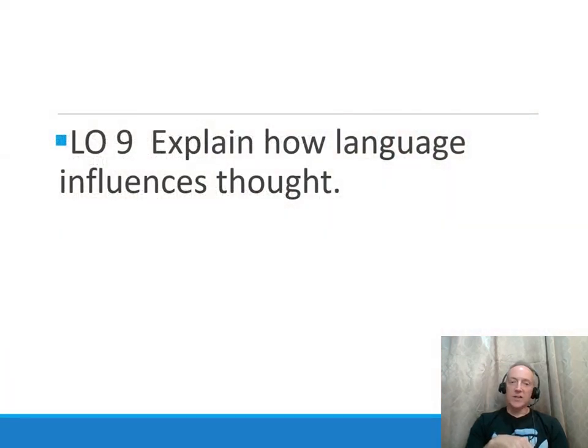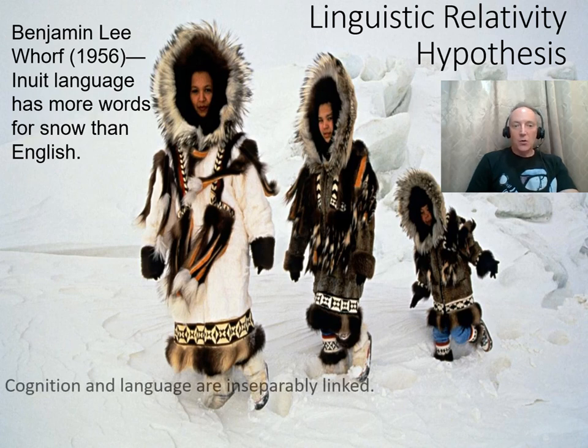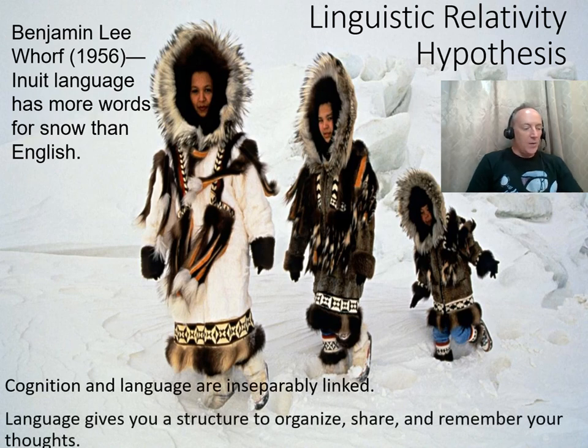All right, so the next objective is to talk about how language influences thought. This is what is known as the linguistic relativity hypothesis. So this means that it's very hard to separate thought from language, that having a word for something affects how you can think about that thing.